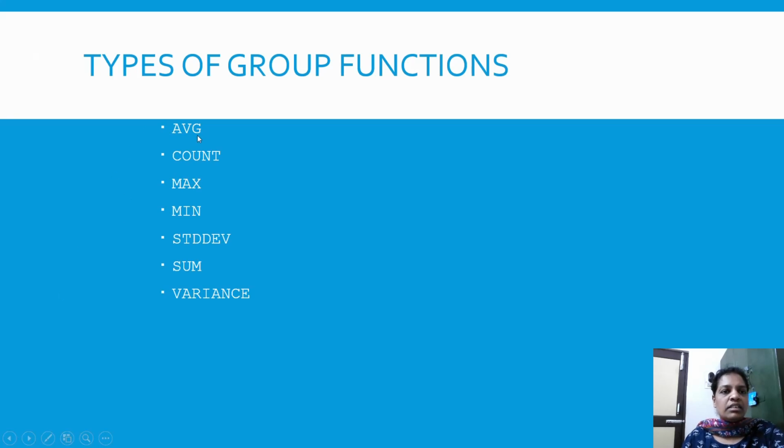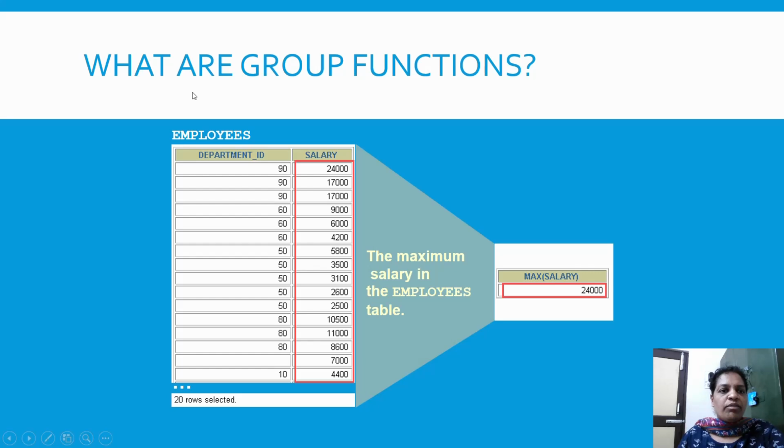Now we can see the types of group functions. The important group functions are average, count, maximum, minimum, standard deviation, sum, and variance. What are group functions? From a number of groups of data, a single value is returned as a result. For example, the maximum salary of the employee in a table.